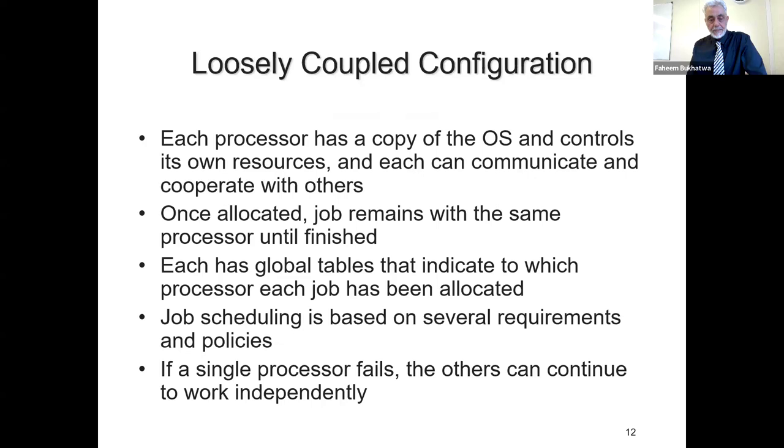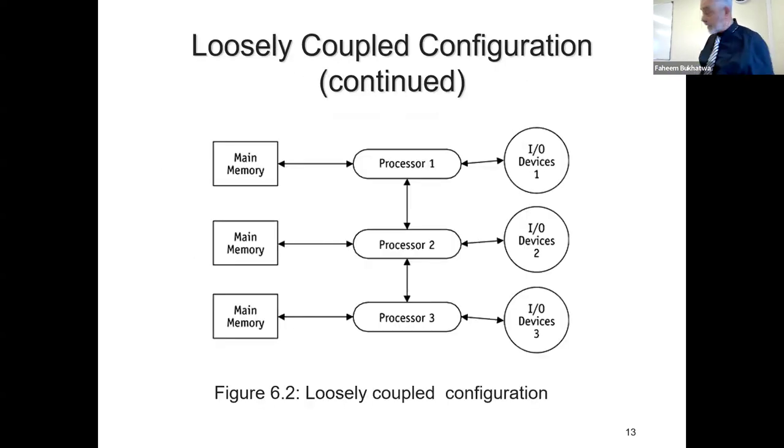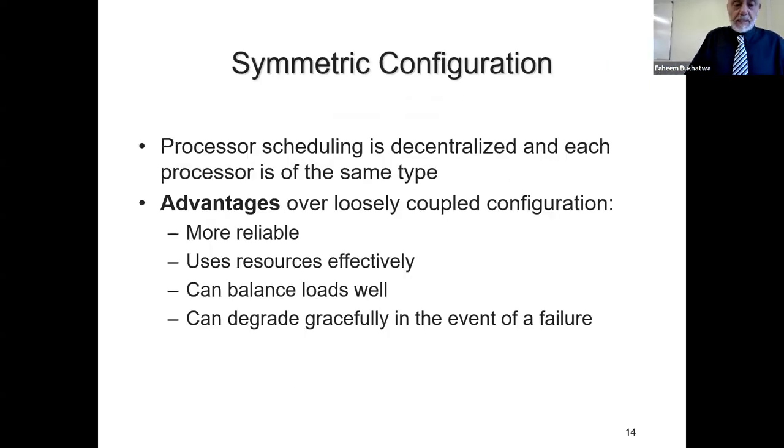So you can read about this. Once allocated, if you give a job to one processor, you cannot share it with the others. So if you have 3 programs, you send each program to one CPU. Each one does its own scheduling, and if one of them fails, the others can continue working. But you don't get a lot of advantages from having multiple CPUs; you might as well have 3 separate computers.